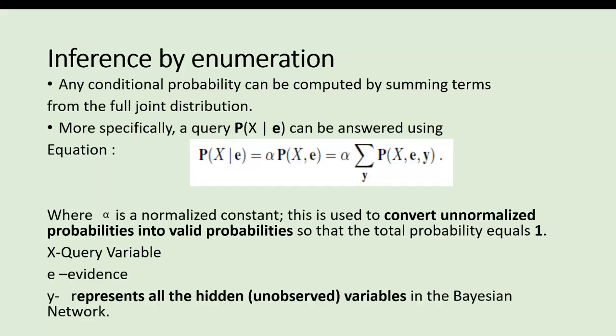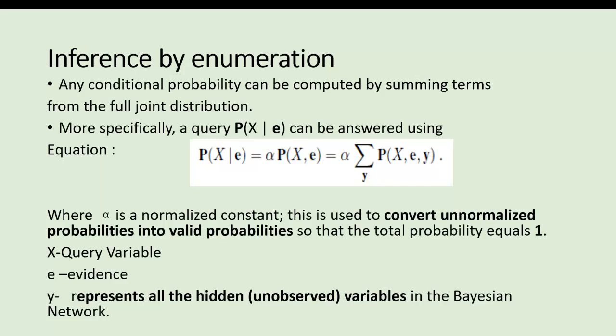Here is the general, standard formula that we will follow for enumeration. Probability of X given E. X is the query, the question we are asking. E is the evidence variable. This is equal to alpha of probability of X comma E. Alpha is nothing but a constant. To make this probability sum to 1 we will be using this alpha.